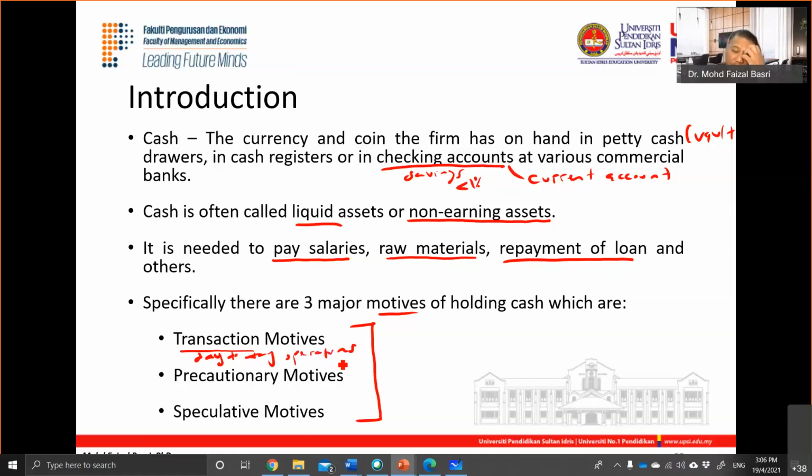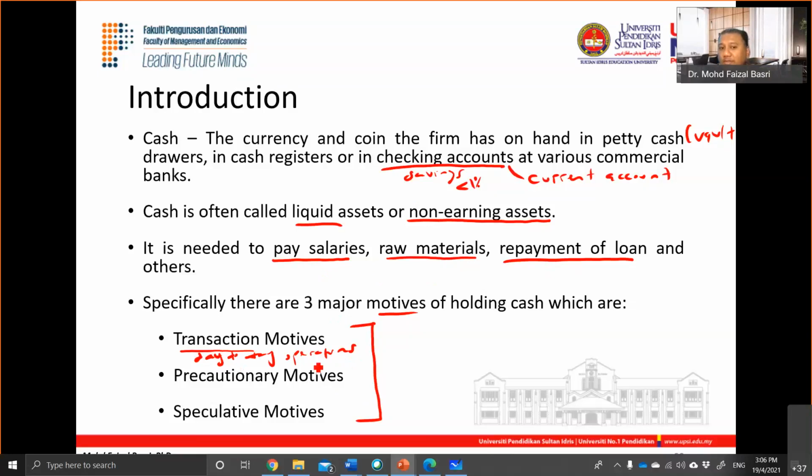Okay, as a company, you need to maintain a certain level of cash for the operations or for their day-to-day usage. What kind of usage do they need? Something like this: to pay salaries, to pay your suppliers, if you have loans, to pay the loans, to pay your utility bills, rental, anything to do with the operations of the company. So that's the main reason why a company needs to maintain cash for transaction motives. Because if they don't have cash, how to manage their operations?